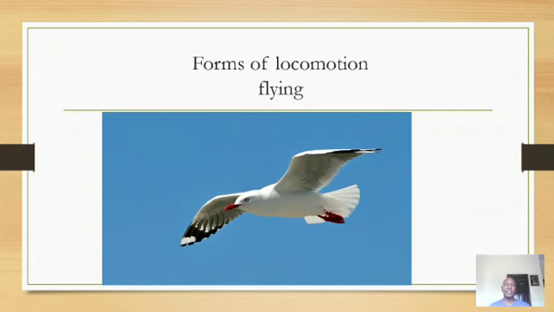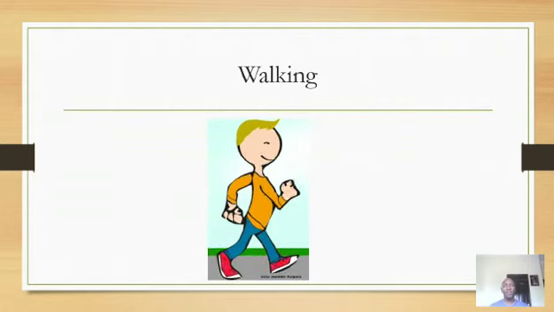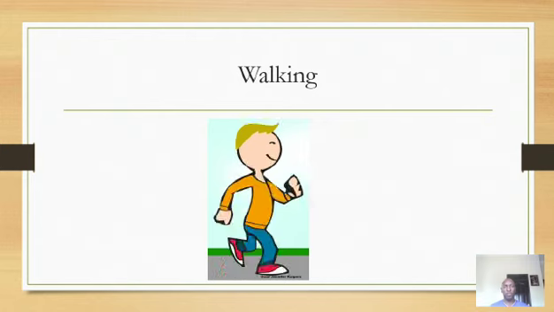Let us look at the forms of locomotion. In other words, how do the different organisms locomote? We can see a bird. The bird is flying using the wings. Therefore, the first form of locomotion is flying. Which feature are they using to fly? The wings. We can see another form of locomotion which we are calling walking.